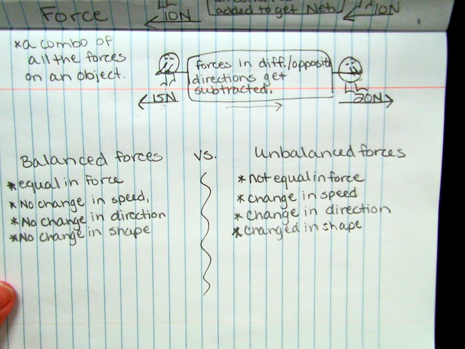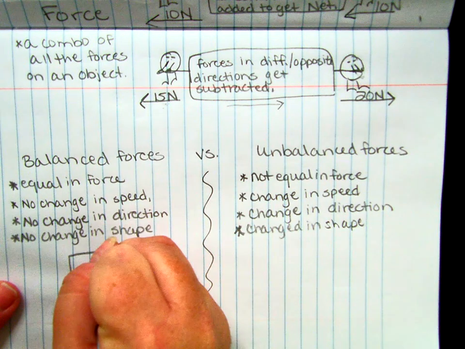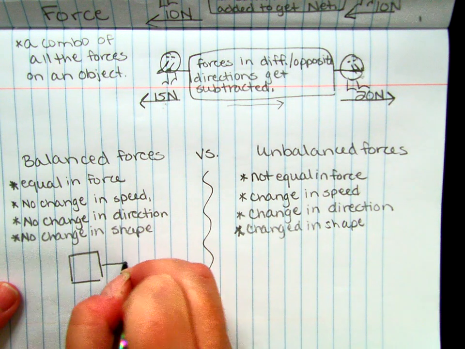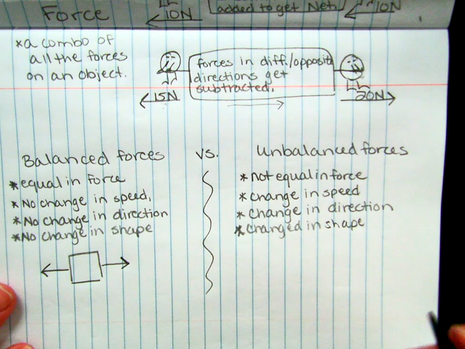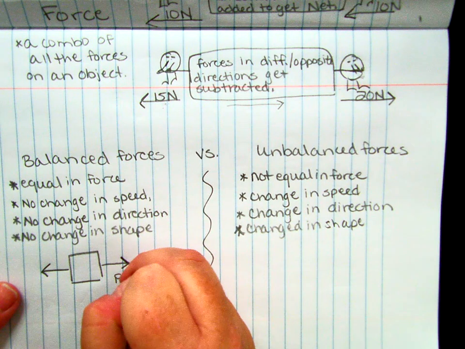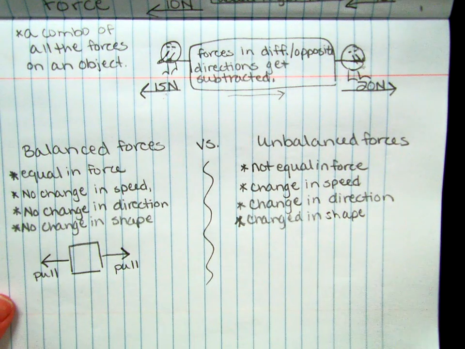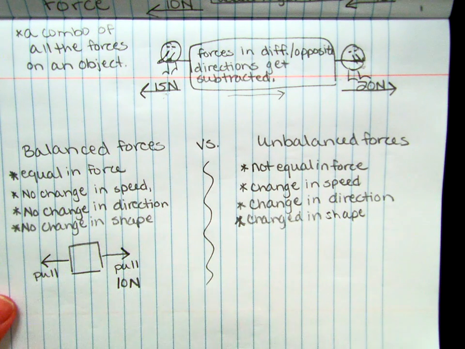And then let's just draw our picture here. So let's say, and I'm going to make it a very simple picture. Let's say we have our box here, and one person's pulling to the left and one person's pulling to the right. So we're going to write down pull. And let's say this guy's pulling with 10 newtons of force, and this side's pulling with 10 newtons of force.